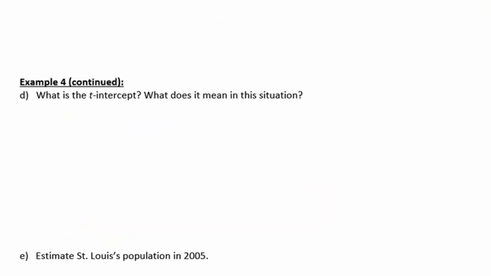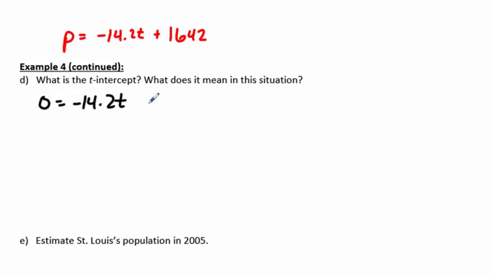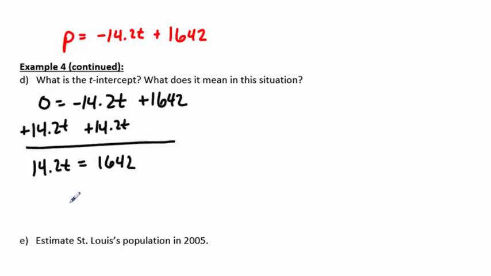Let's look at the next page. On the next page, we want the t-intercept. Let's go ahead and write that equation on the top of the page again. It was p equals negative 14.2 t plus 1,642. What is the t-intercept? The t-intercept is going to have 0 for the p-value. So we'll start solving this with 0 equals negative 14.2 t plus 1,642. And to solve, we're going to add our 14.2 t to both sides. 14.2 t equals 1642. Divide both sides by 14.2 and we'll get the t value.